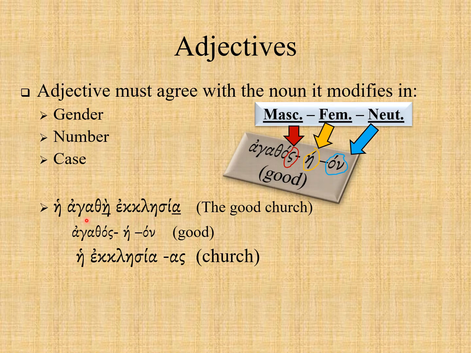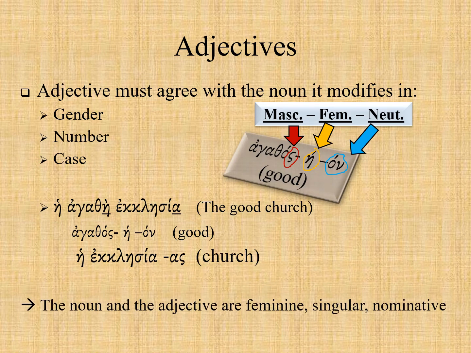So the adjective has to correspond with the noun in gender, in this case feminine, number, which is here obviously singular, and in case, which here we have is obviously nominative. So the noun and adjective are feminine, singular, and nominative.